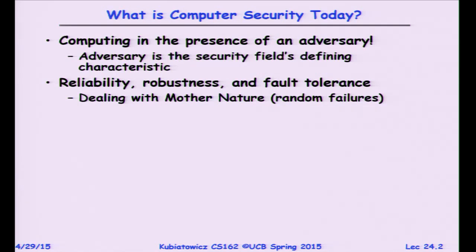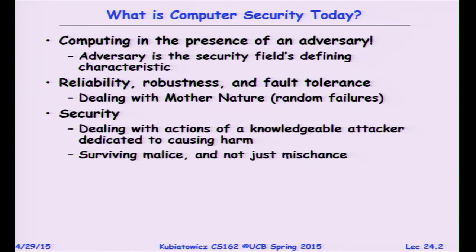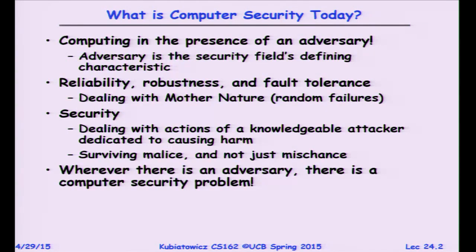And some of these things can be used to help you with security a little bit too, because you've got redundancy involved. But by and large, security is, loosely speaking, dealing with the actions of a knowledgeable attacker dedicated to causing harm. This is kind of the way things have shown up these days. And you want to be able to survive malice rather than just mischance. Now, last week we talked a bit about Byzantine agreement, which is that extreme form where you try to keep making decisions even when there are malicious elements in the system. Security is a little broader than that, and so I want to talk a little bit about it today. But of course, wherever there's an adversary, there's a computer security problem.